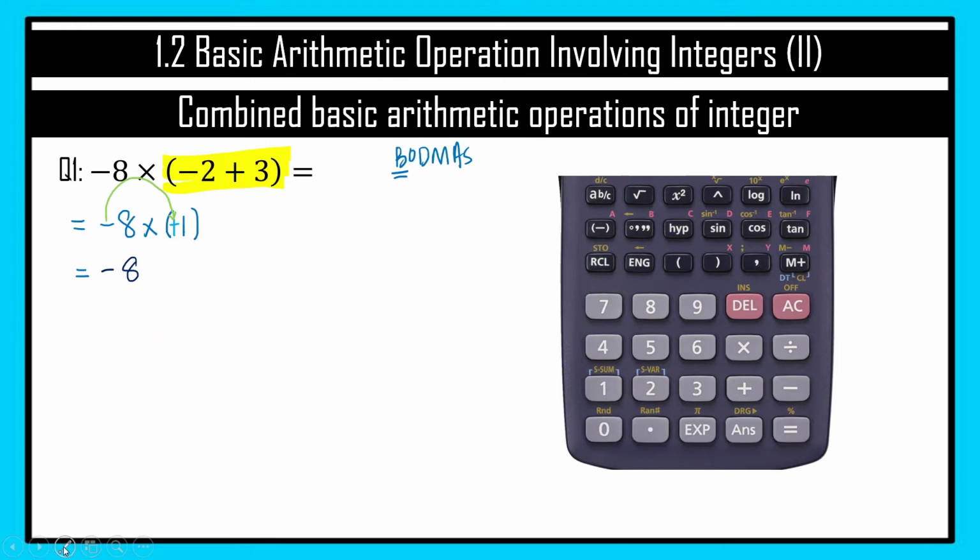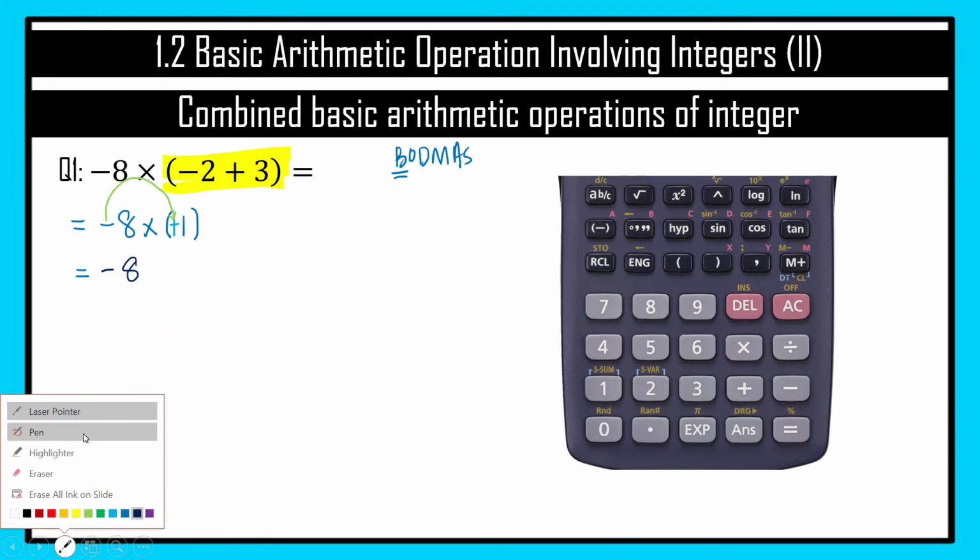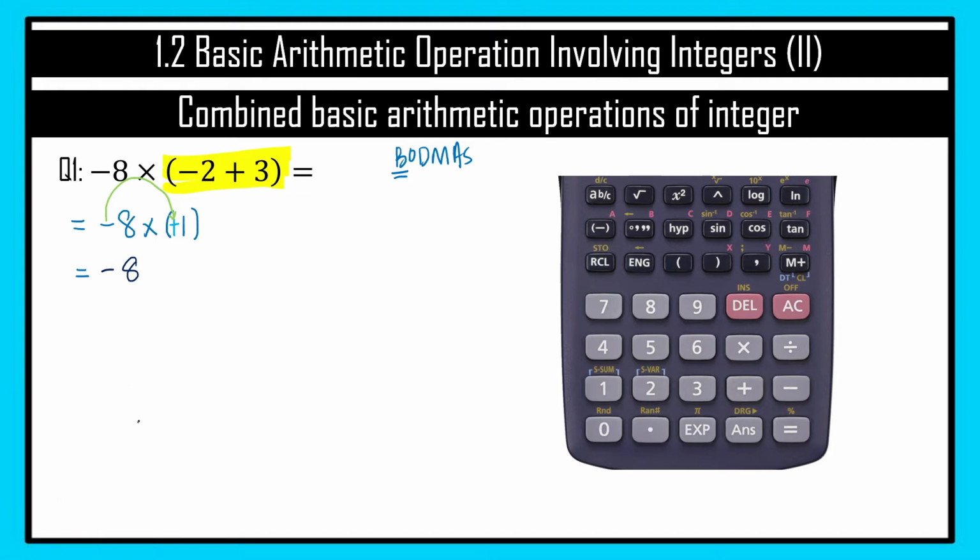Now if you are not very good with calculation, you now have the choice of using the calculator. While you are calculating the first part, you can use the calculator to help your calculation. The bracket here is bracket negative 2 plus 3. So in your calculator, you can enter negative 2 plus 3 in order to get the answer.